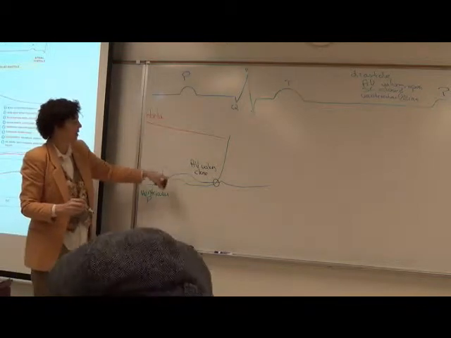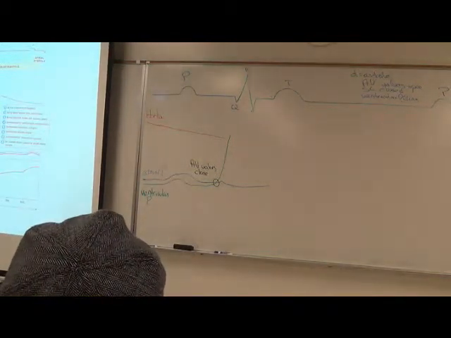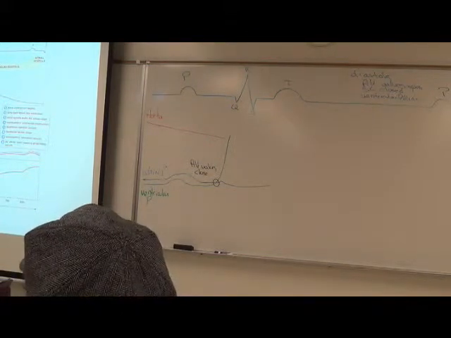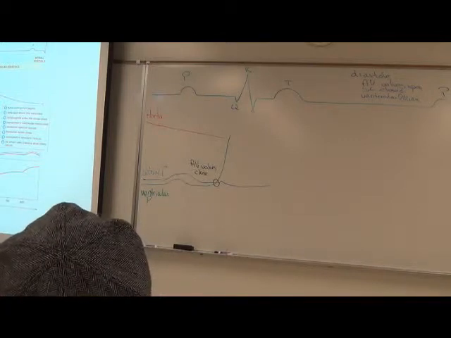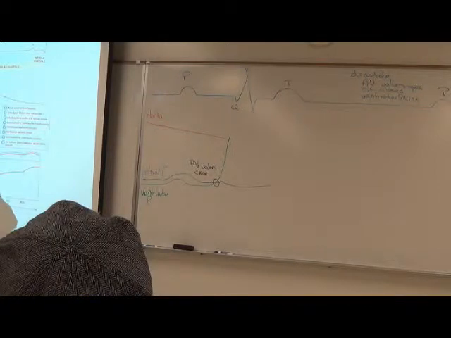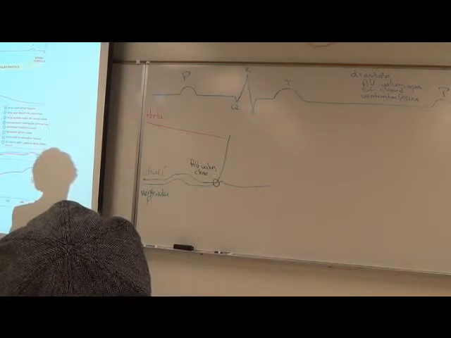What is the position of our semilunar valves? Are they open or closed? All you have to do is look at the picture. Even if you can't remember what's happening in the heart, all you have to do is look at the picture. The semilunar valves are found between the aorta or pulmonary trunk and the ventricles.